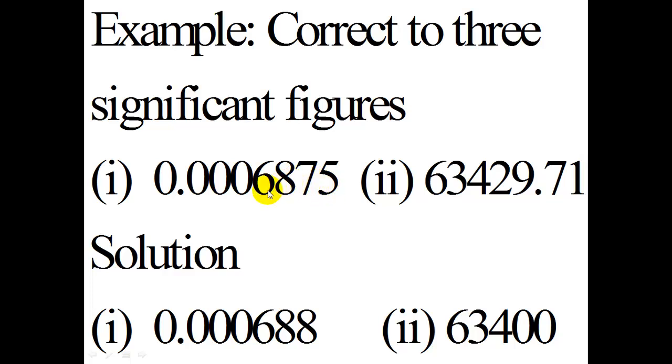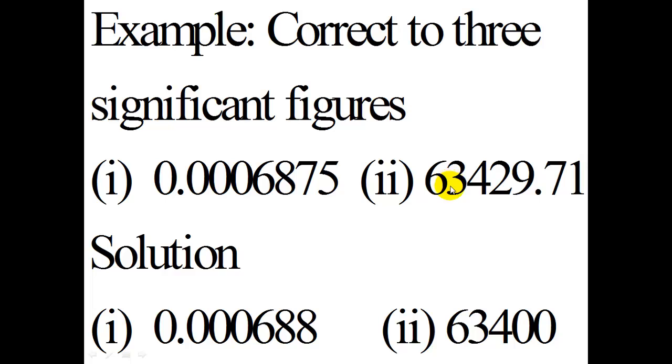So when we count from 6, we have 1, 2, 3. It ends at 7, but because the next number is equal to 5, we take it to be 1 and add it to 7. Now 7 plus 1 will give us 8, and so we have 0.000688.